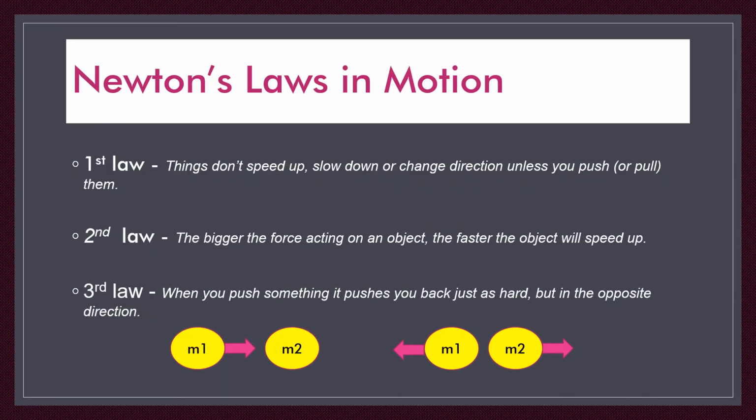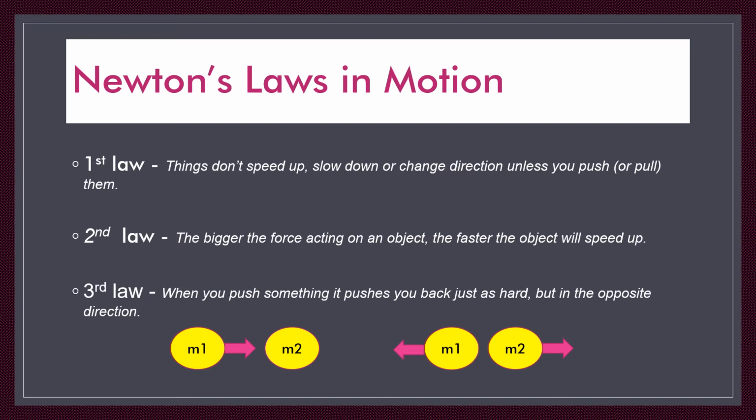Newton's laws of motion. The first law: things don't speed up, slow down, or change direction unless you push or pull them. Second law: the bigger the force acting on an object, the faster the object will speed up. Third law: when you push something, it pushes you back just as hard, but in the opposite direction.